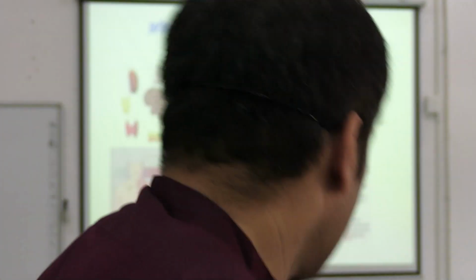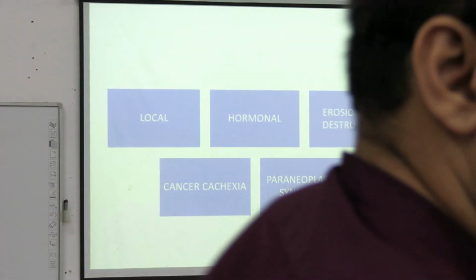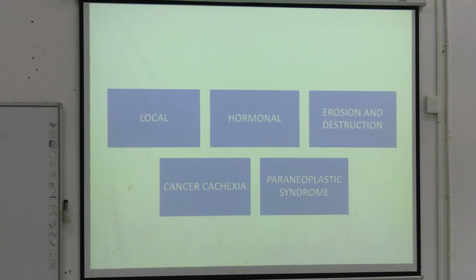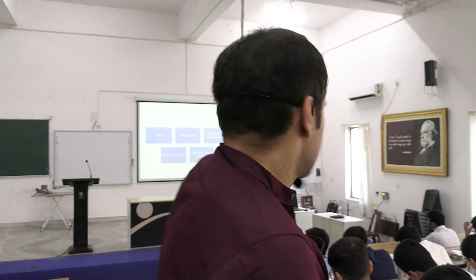Okay. So what determines the outcome of neoplasia? Local and hormonal effects. Number 2, erosion and destruction. I have separated local and hormonal, but they are similar. Local and hormonal effects, erosion and destruction, cancer cachexia, and finally our topic for today, which is paraneoplastic syndrome. Okay, clear?